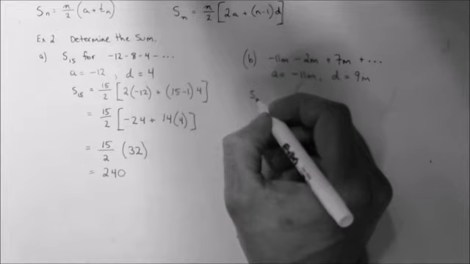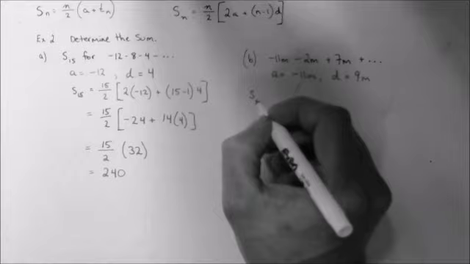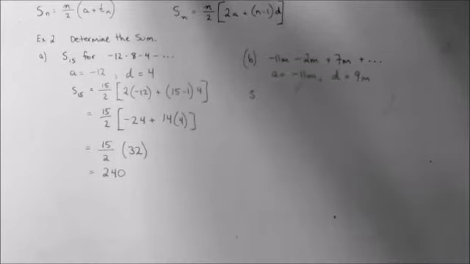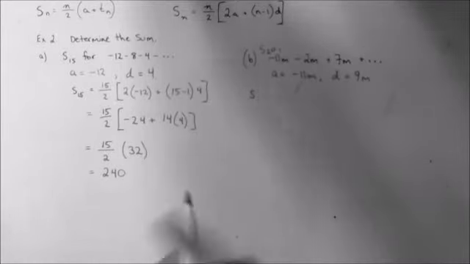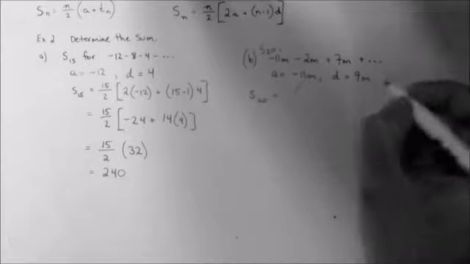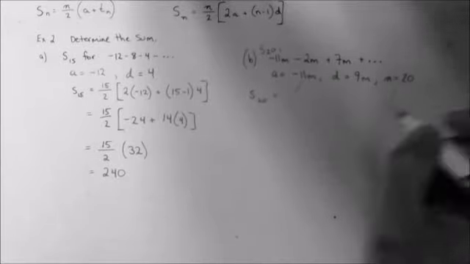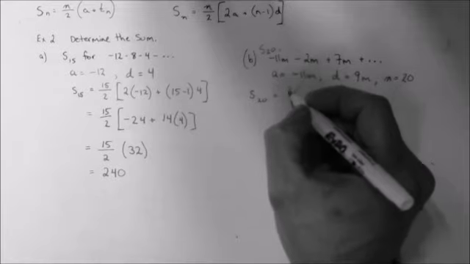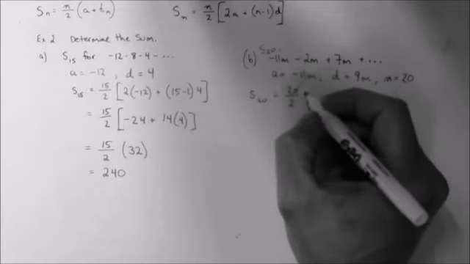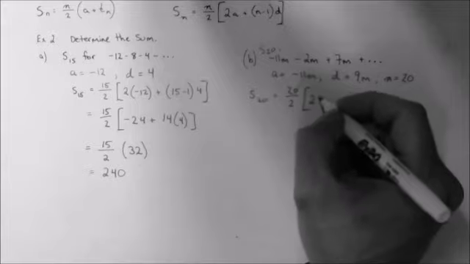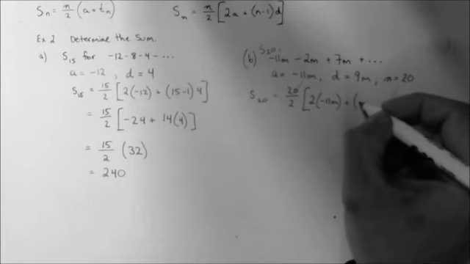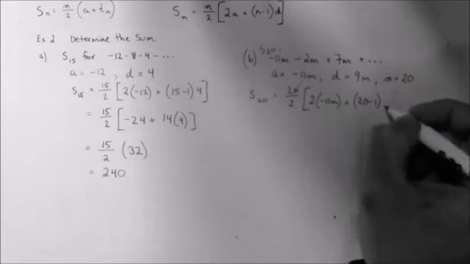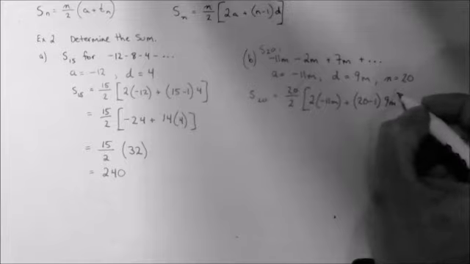The sum of the first, what are we going for this time? We're going for the first 20 terms. Should have written that up here. The sum of the first 20 terms. So n, we could write, is 20. Sum of the first 20 terms, we have 20 over 2, n over 2, in brackets, 2 times a, which is negative 11 times m, plus n, it's 20, minus 1, times d, which is 9m.